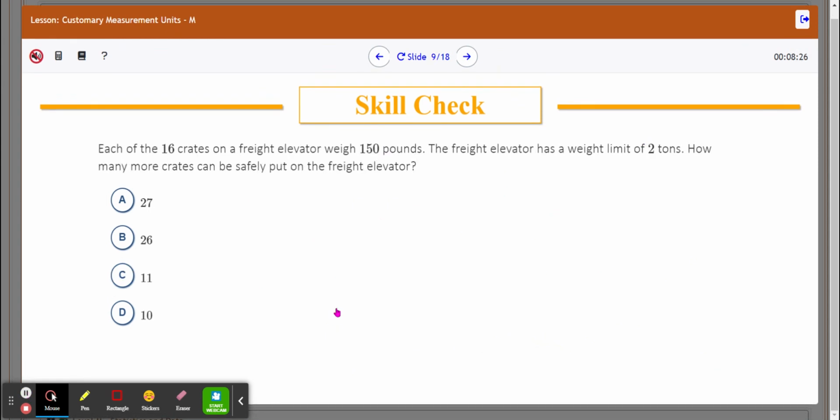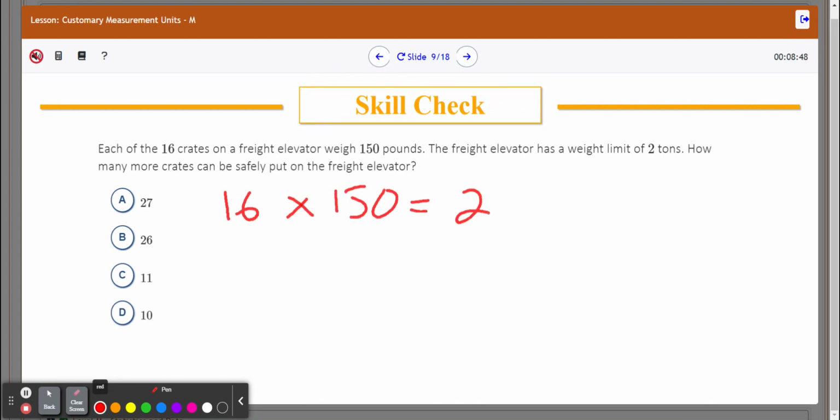And the last problem: each of the 16 crates on a freight elevator weighs 150 pounds. The freight elevator has a weight limit of 2 tons. How many more crates can be safely put on the freight elevator? First things first, let's find how much 16 crates weigh. If I take 16 crates times 150 pounds, that comes out to 2,400 pounds. So that's how much all the crates weigh.